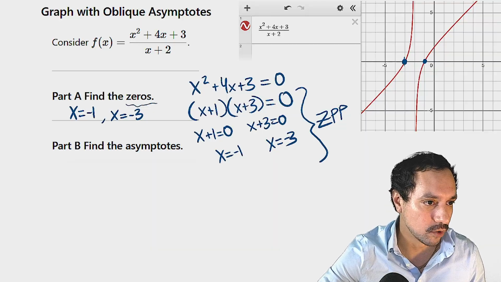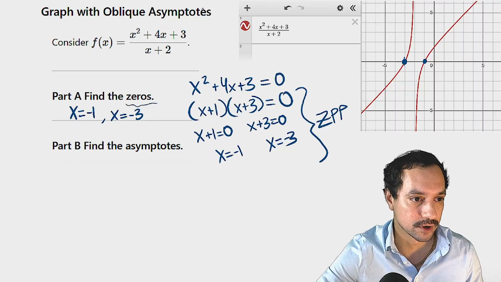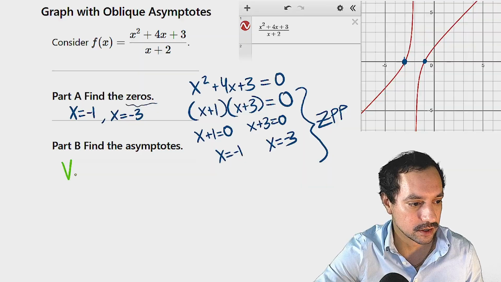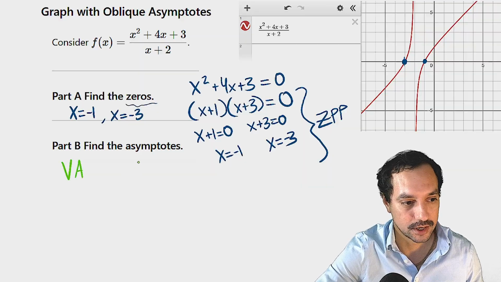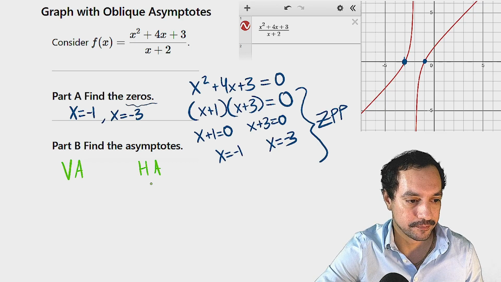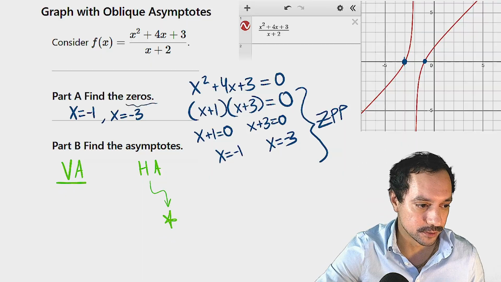So next we want to find our asymptote. There's kind of two paths that we're going to take here. We want to start off by looking for the vertical asymptote as well as the horizontal asymptote. And this is going to get kind of interesting. We'll put a little star right here. So let's start off with our vertical asymptote.